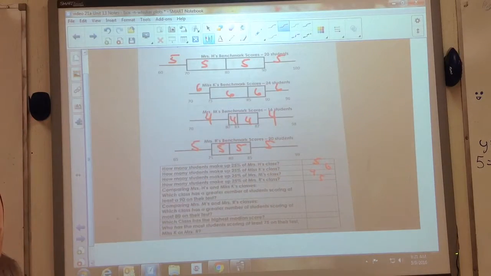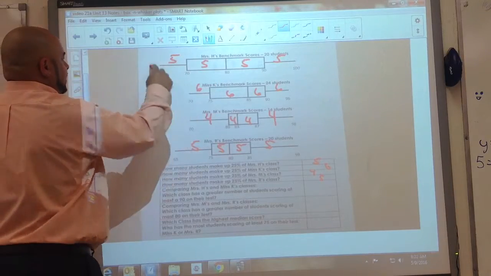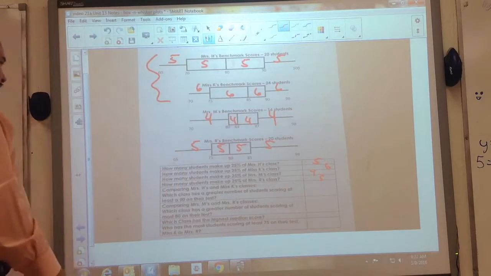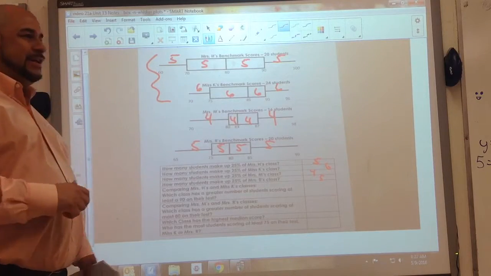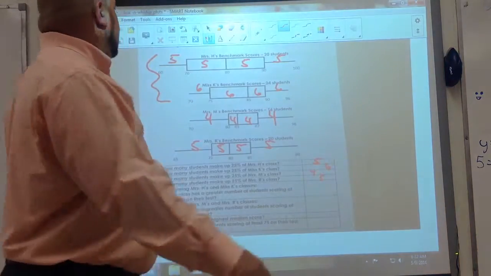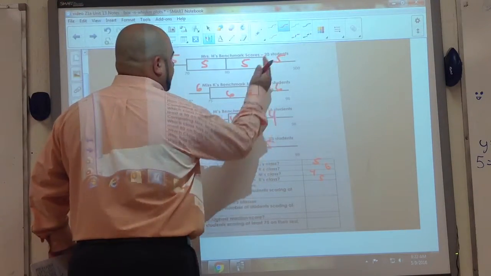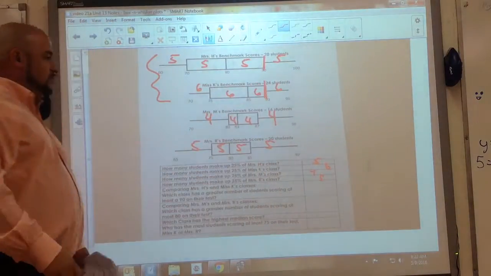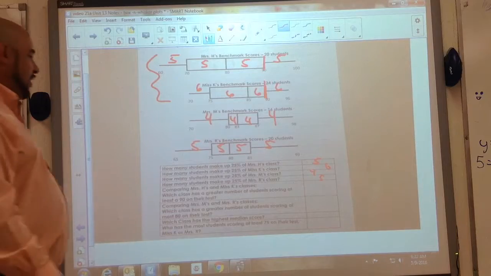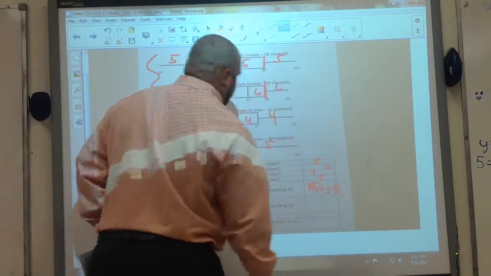Then it says compare Mrs. H and Miss K's class. So Mrs. H and Miss K, we're looking at these two. Which class has a greater number of students scoring at least 90 on their test? So here's the 90, right? So we're looking at which one scored more than that. This one's 5, this one's 6. Which one scored more? Miss K, right? That would be Miss K. Okay?